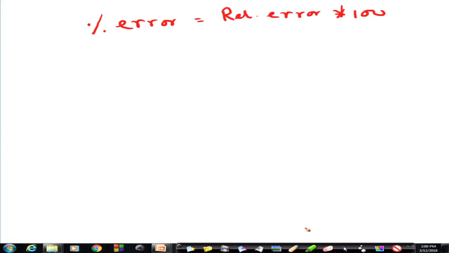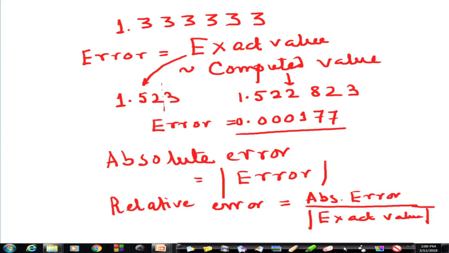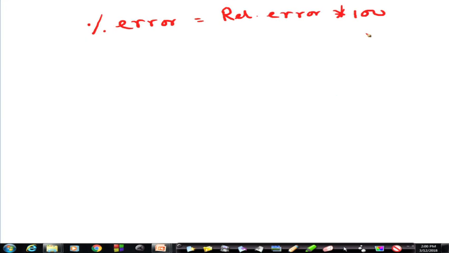Now, just have a quick look at these definitions. Absolute error means the absolute value of the error, relative error is absolute error divided by the exact value, and then we come to the percentage error, which is relative error times 100.